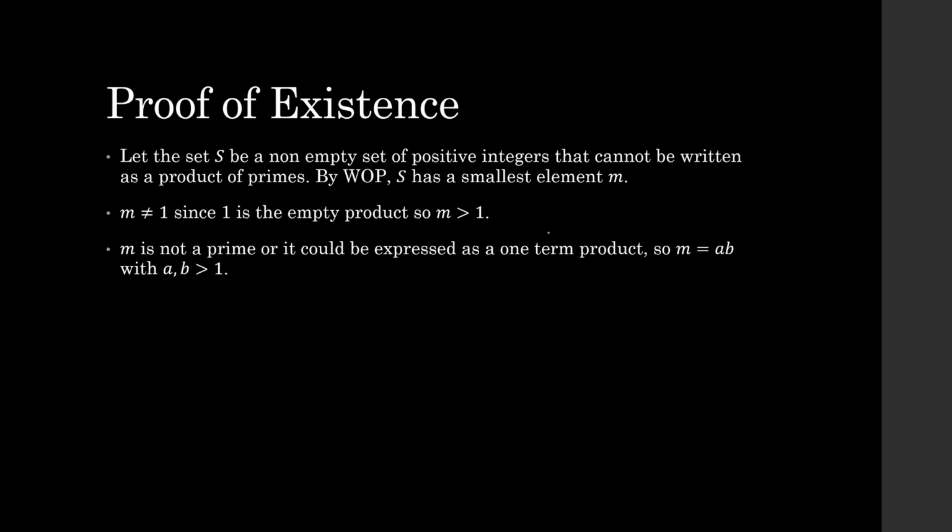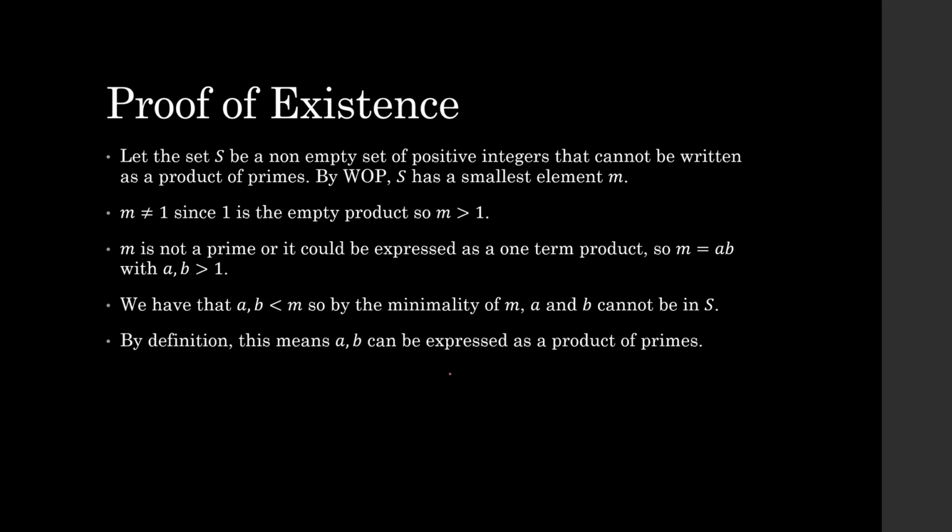And why do we know that it's not a prime? Well, if it were a prime, it could be expressed as a one-term product, just itself, right? And so that would be a product of primes. So m has to be a composite number. So m is expressible as a times b, where a and b are bigger than 1. And so we have that a and b are smaller than m. So by the minimality of m, a and b cannot be in S, right? Because m is the smallest element of S.